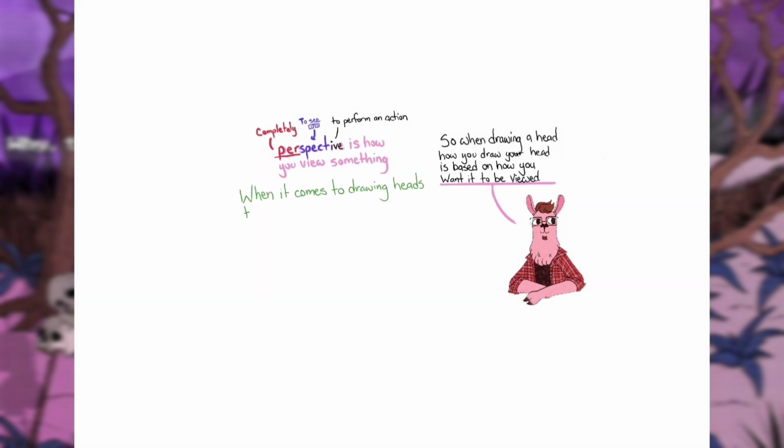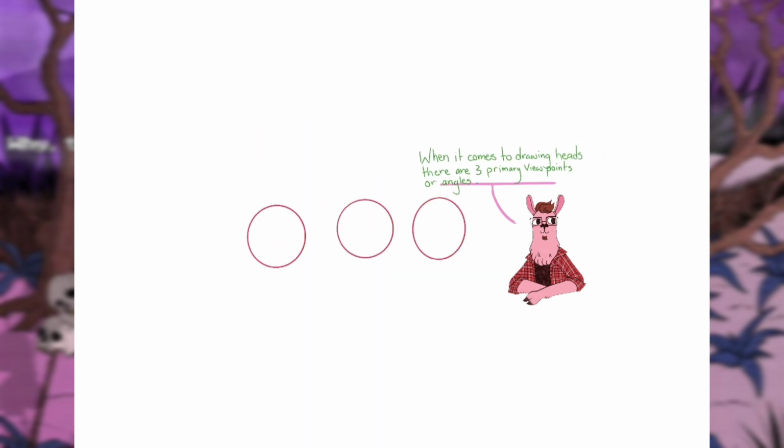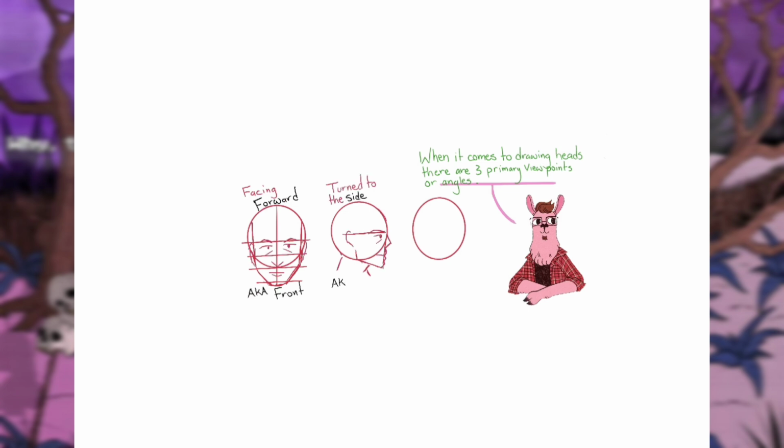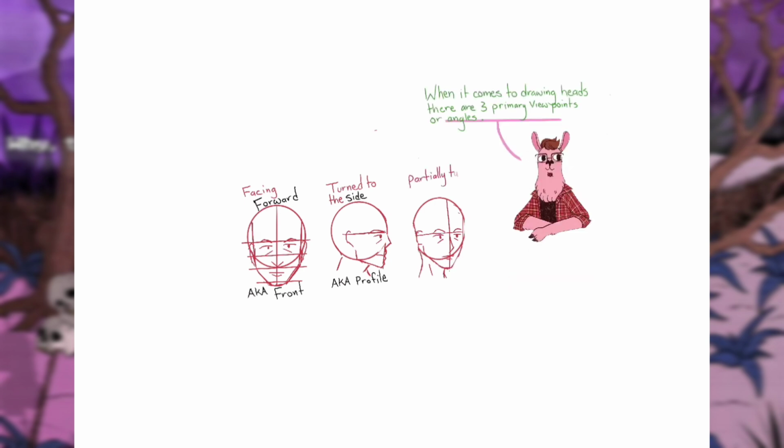I'm going to draw some heads from different perspectives to give you guys a better understanding. Now, there are three primary, that means most important, viewpoints or angles for drawing heads. Viewpoints and angles are other ways of saying perspective, by the way. Number 1, a head facing forward, also known as front view. Number 2, which is common on US coins, is a turn to the side or profile view of a head. Number 3 is the one that we're going to focus on the most today. It's the in-between of facing forward and a profile. It's the partially turned 3/4 view.